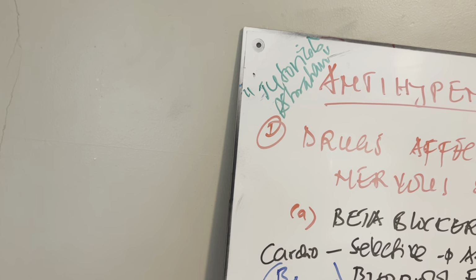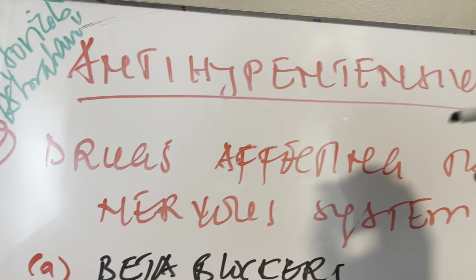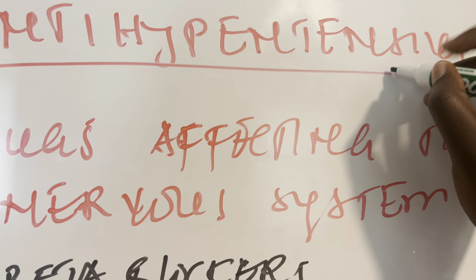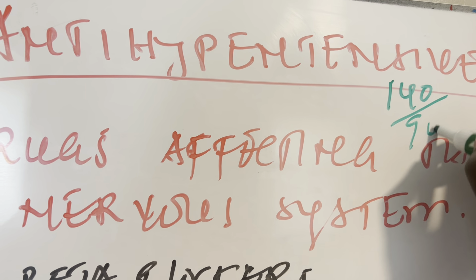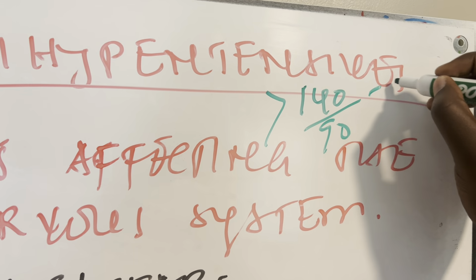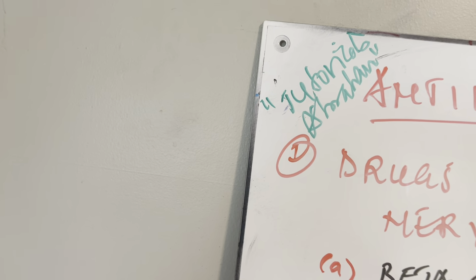So antihypertensives are drugs used to treat high blood pressure, which is called hypertension. Usually it is above 140 over 90. This is the systolic blood pressure, and this is the diastolic blood pressure. So the first one is drugs affecting the nervous system.